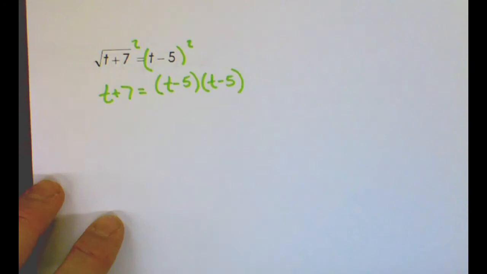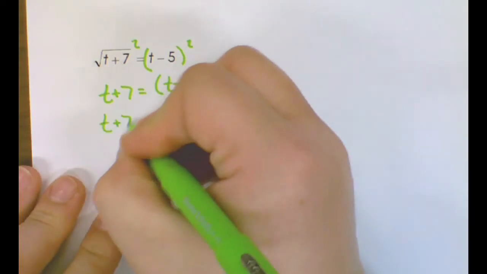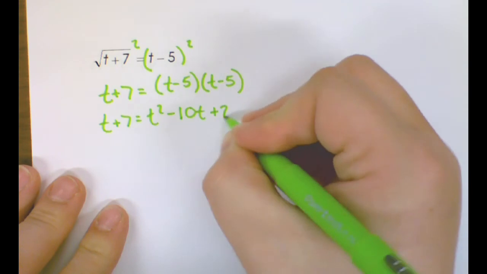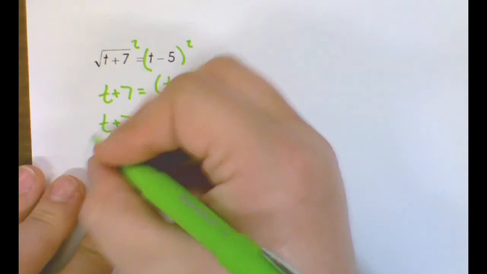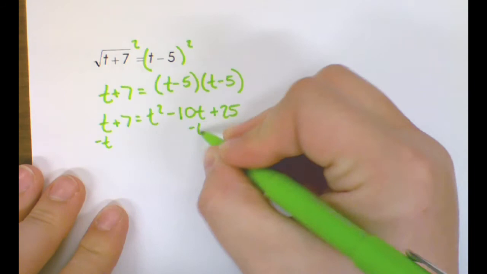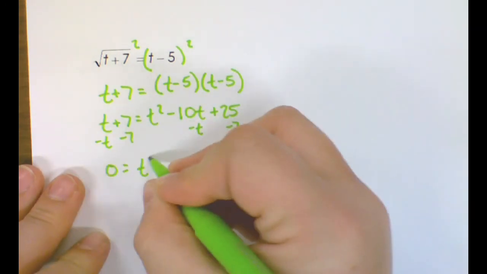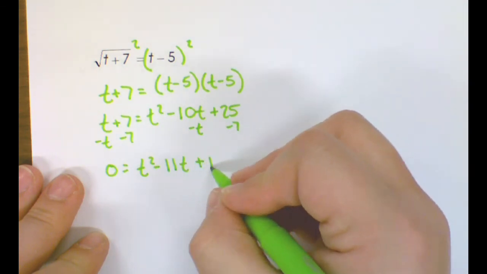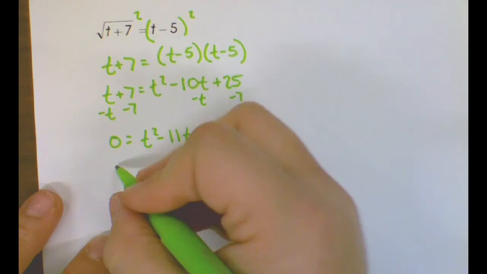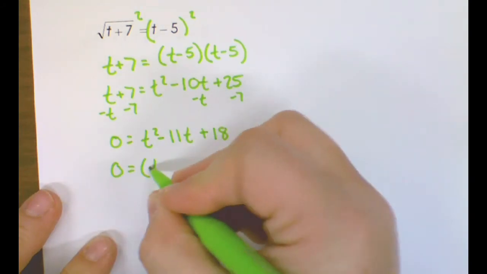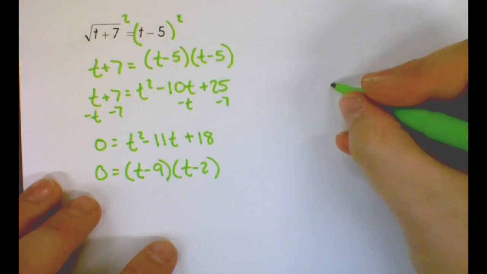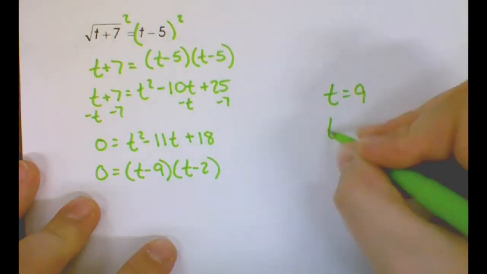T minus 5 times t minus 5 is t squared minus 10t plus 25. Get it equal to 0, so subtract a t and subtract the 7. 0 equals t squared minus 11t plus 18. And then factor: 0 equals t minus 9 times t minus 2. So my solutions are 9 and 2.